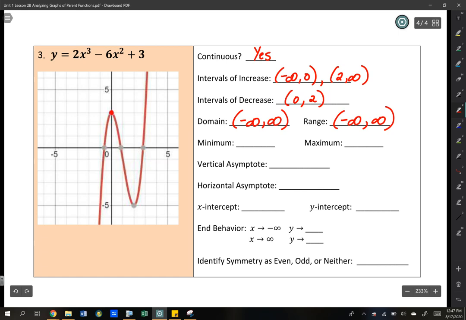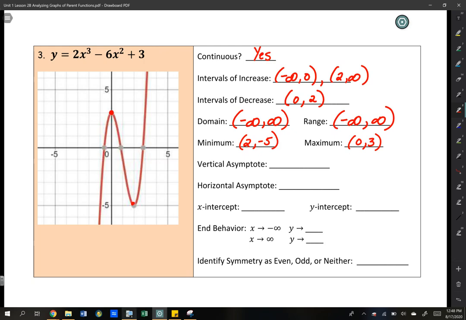Here's our maximum. We've got a maximum value of 0.3. And we have a minimum value of 2.5. Now, if you want to confirm that, we'll put it into our calculator just to practice.